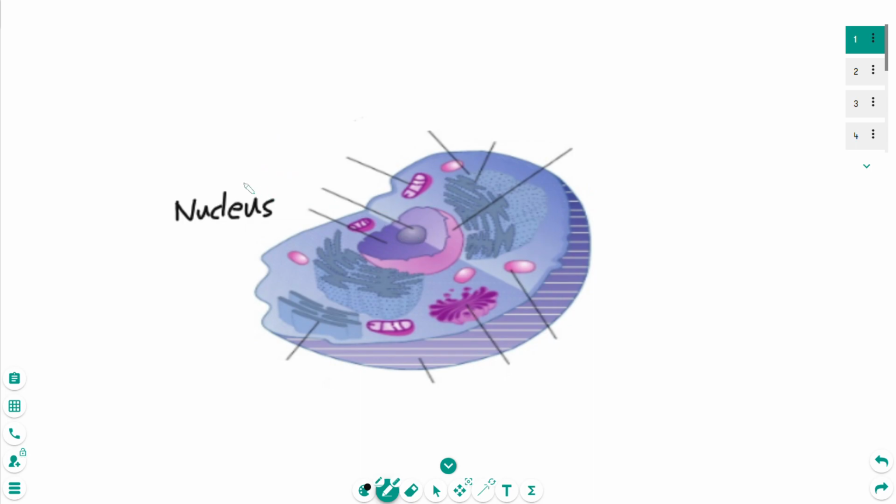So within the nucleus we also have a space called the nucleolus, and this is where ribosomes are produced, basically. That's all you need to know about the nucleus. And then surrounding the nucleus we have a nuclear membrane. This nuclear membrane has pores to allow substances like mRNA to exit and enter the nucleus.